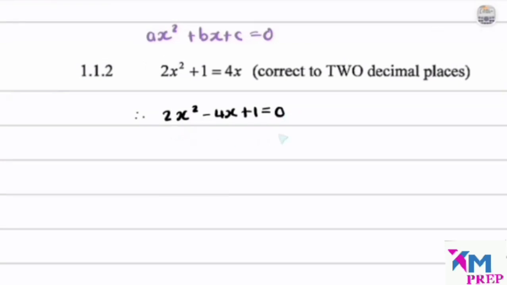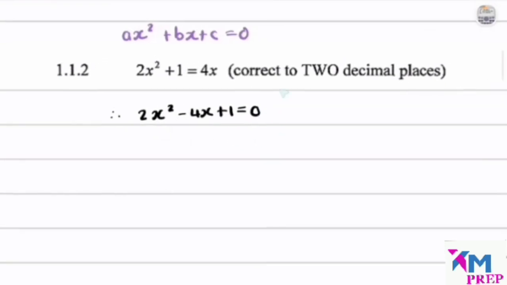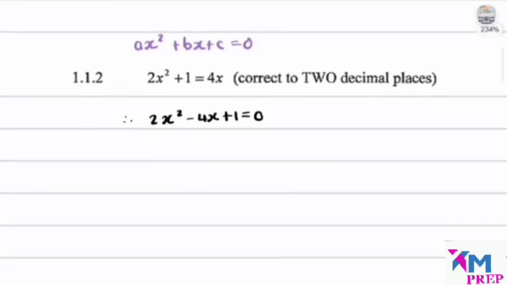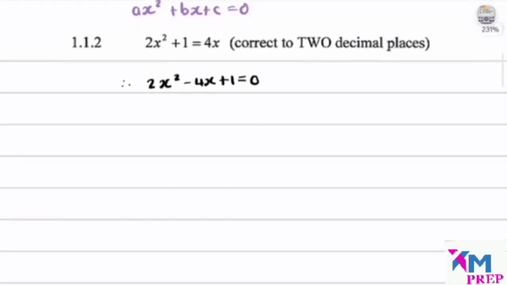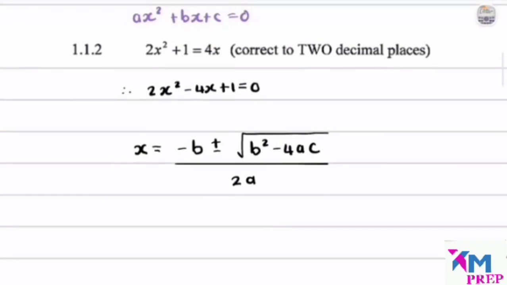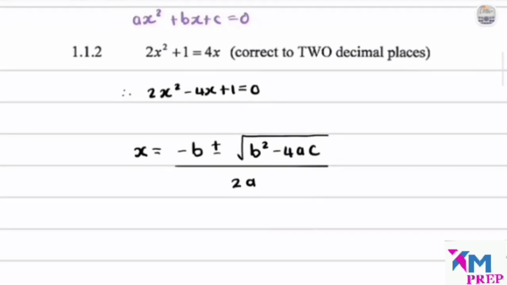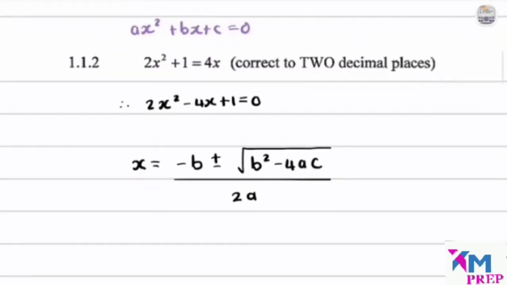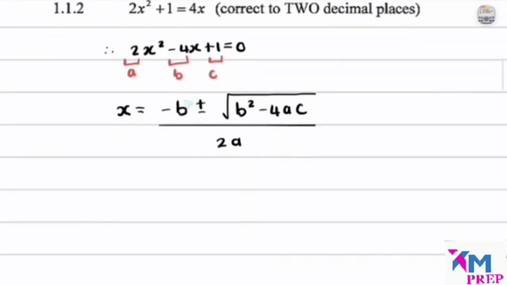Okay, great. So now that it is in its standard form, we know that we have to correct to 2 decimal places, meaning our solutions are going to be irrational. So that means we need to use the quadratic formula, which looks like this. Now we can substitute our values of a, b, and c. From our equation, a is 2, b is negative 4, and c is positive 1. So let's substitute that in place of a, b, and c.